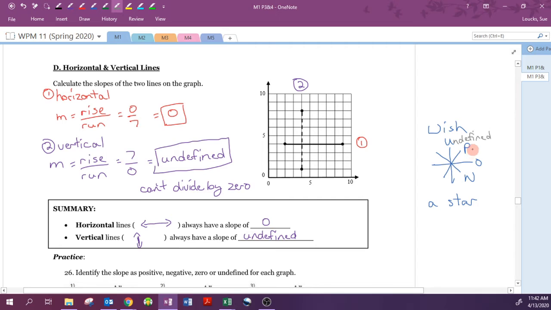The one that slopes up is positive. One that goes right across is 0. And one that slopes down is negative. Okay, wish upon a star. Okay, go and do the practice and come back.